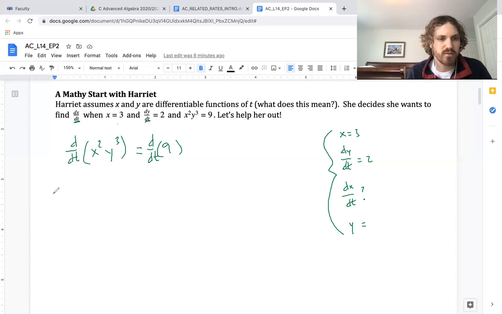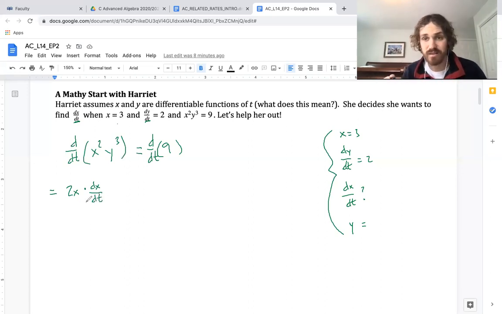We're going to need the product rule on the left-hand side. So we're going to take the derivative of x squared, which is 2x times dx/dt. That's the chain rule, because remember, we're not just taking the derivative with respect to x, in which case we'd multiply by dx/dx, which is just 1. We're taking the derivative with respect to time. And so x is a function of time. Therefore, we need to use the chain rule and multiply by its derivative.